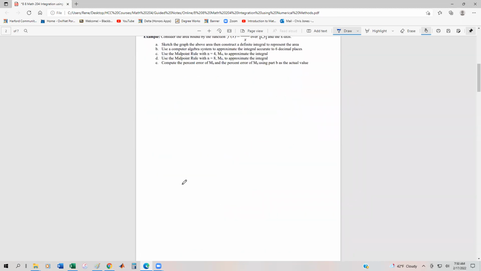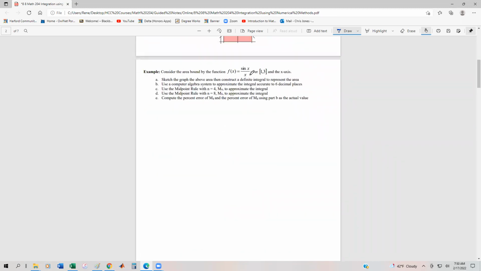All right, so we have this integral, sine x over x, from 1 to 3 on the x-axis. Obviously, this is an integral that we can't compute using analytic methods. So we're going to sketch the graph of the above area, and then construct a definite integral. The definite integral is easy: the integral from 1 to 3 of sine x over x dx.